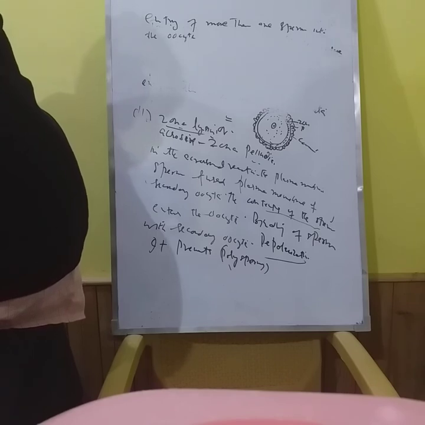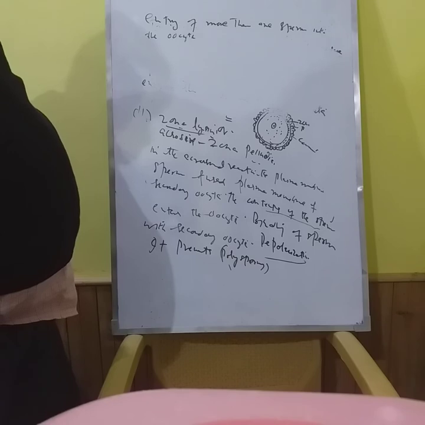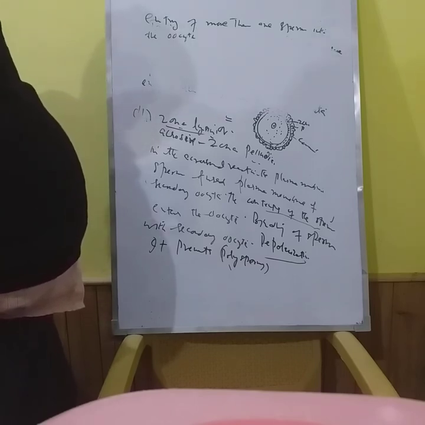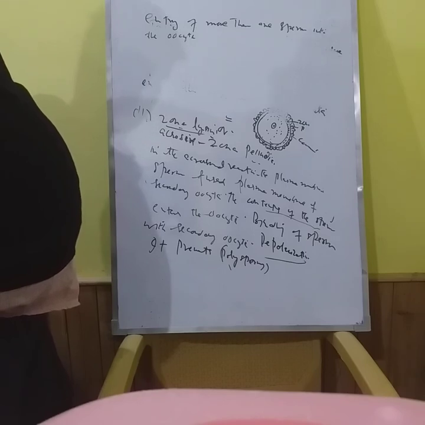Here we should also remember that this is the acrosomal reaction, and this is the first part of the physical and chemical events of fertilization. After that, we will go towards the second one, which is the cortical reaction of the sperm and the secondary oocyte. Thank you.